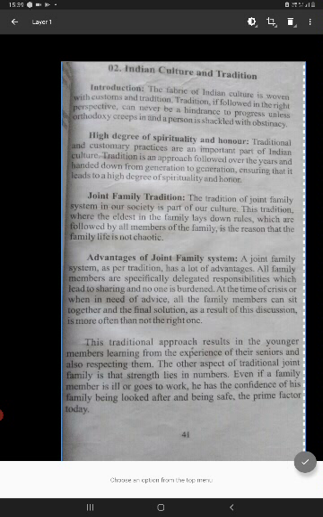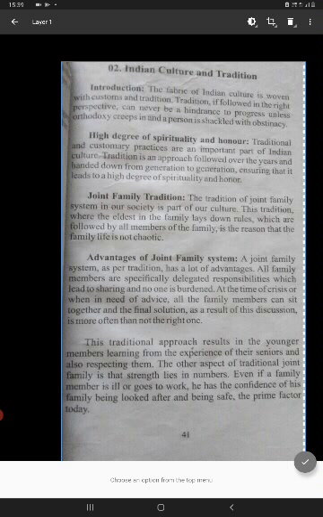And the second characteristic, joint family tradition. The tradition of the joint family system in our society is part of our culture. This tradition, where the eldest in the family lays down rules which are followed by all members of the family, is the reason that family life is not chaotic.